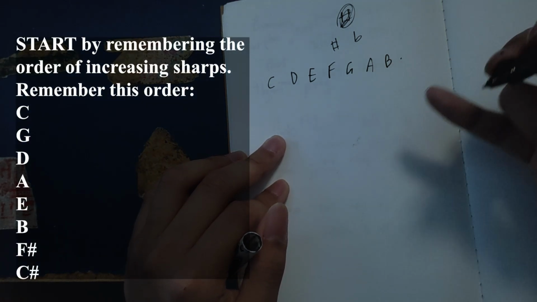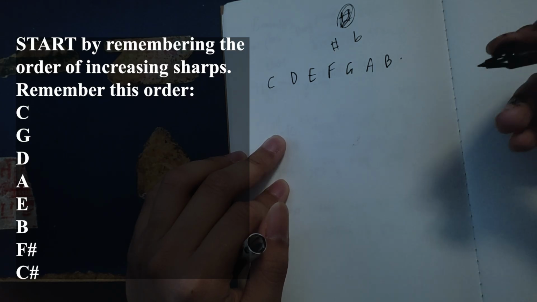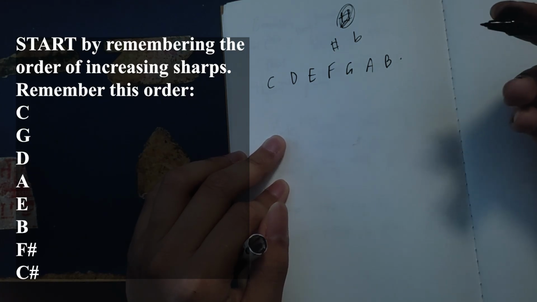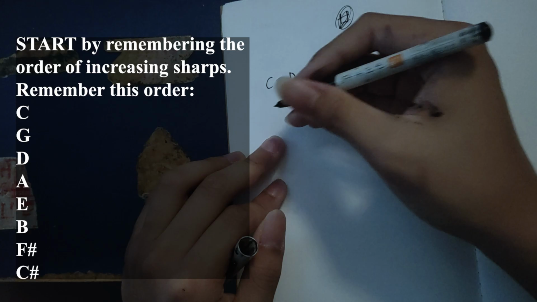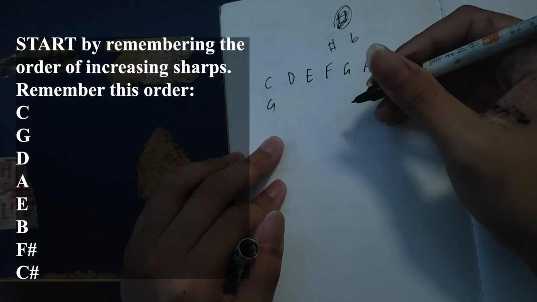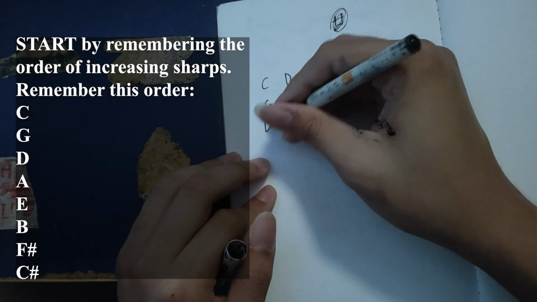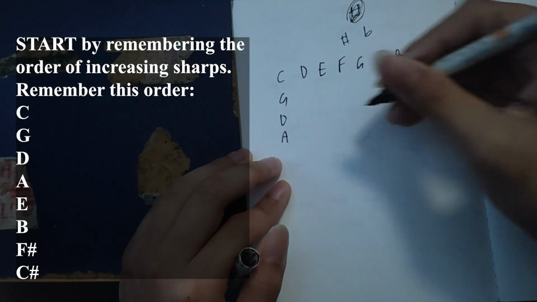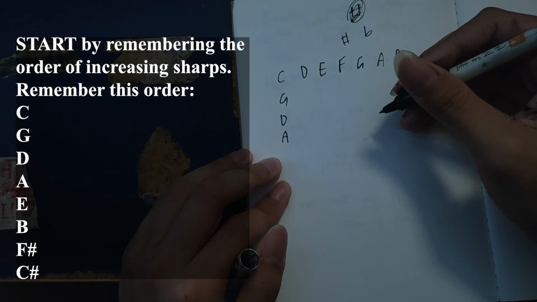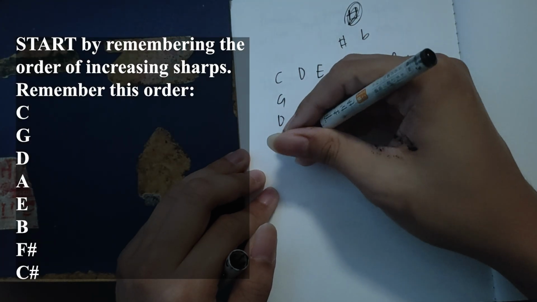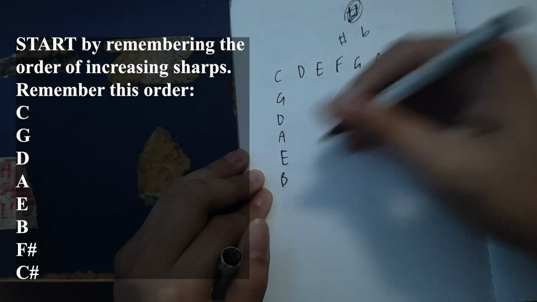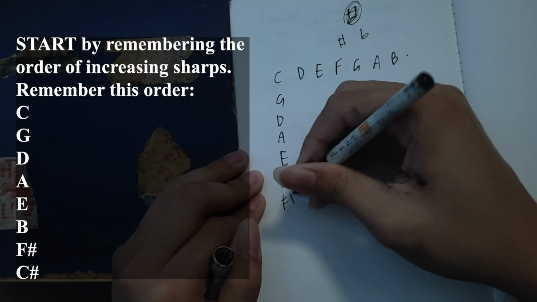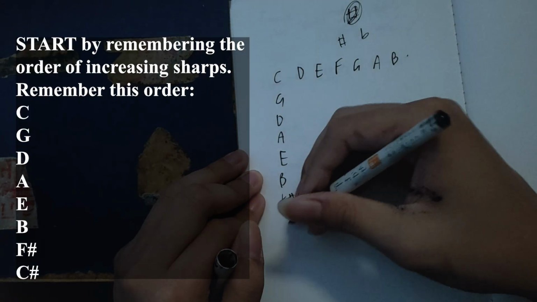So, what everyone needs to learn is the key signatures in order of how many sharps they increase in. So that goes from C to G to D to A to E, B, F sharp, and C sharp.